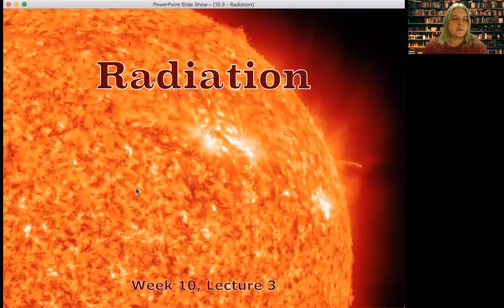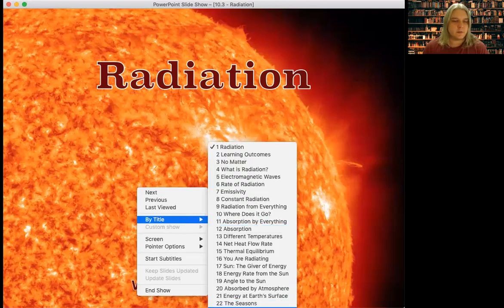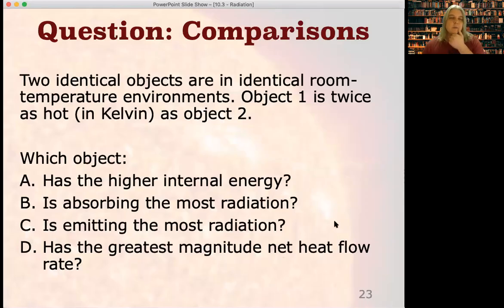The first question on radiation is about comparisons. We've got two identical objects in an identical room temperature environment. Object 1, though, is twice as hot in Kelvin as object 2. There are three things we have to compare.